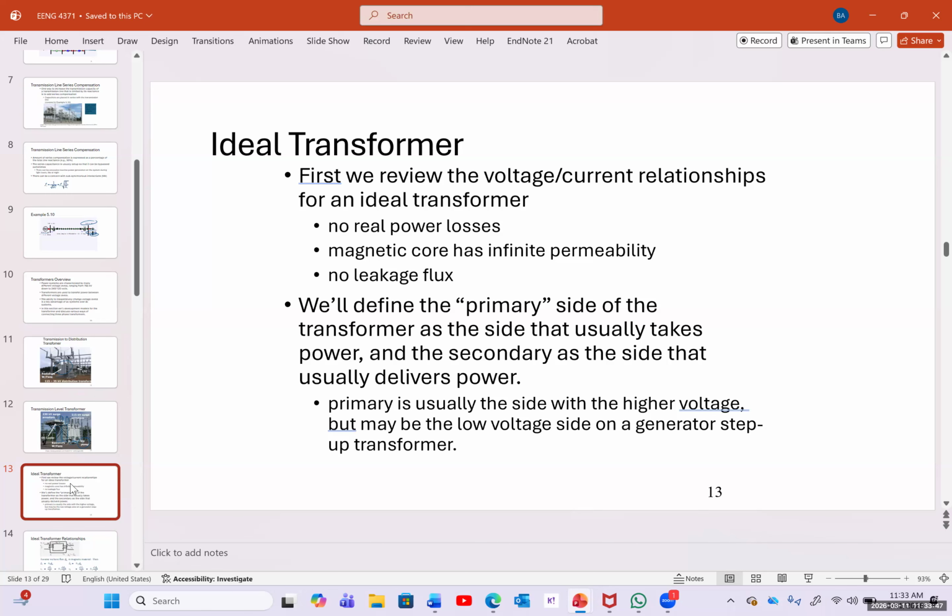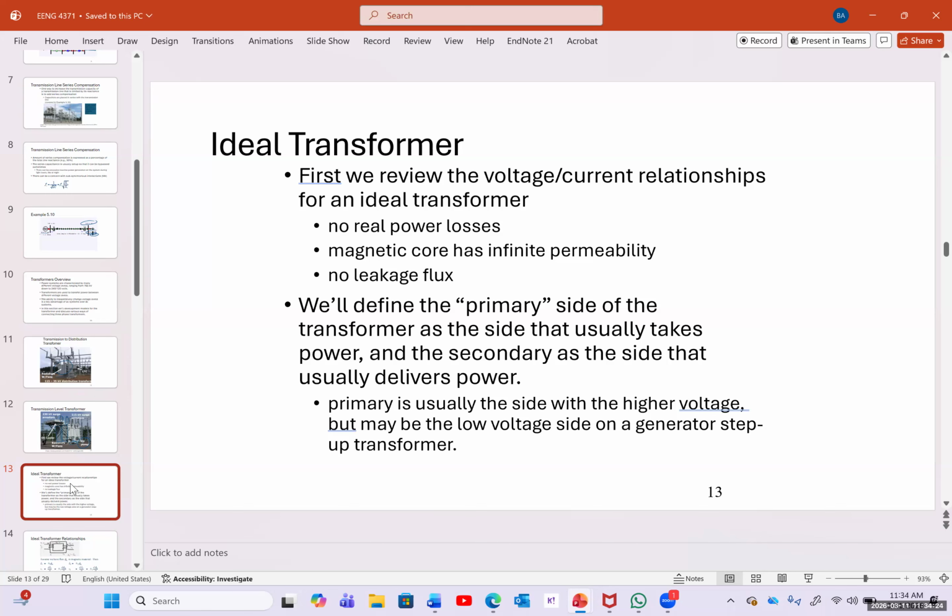And usually, in a transformer, the primary side is the side that takes the power, and the secondary side is the side that delivers the power. So the primary side could be the generator, and the secondary side could be the grid, or the primary side could be the grid, and the secondary side would be the load or your home. If it's connected to the generator, it's opposite. Usually the primary is the side with the higher voltage, and the secondary is the one with the lower voltage. So it's a step down.